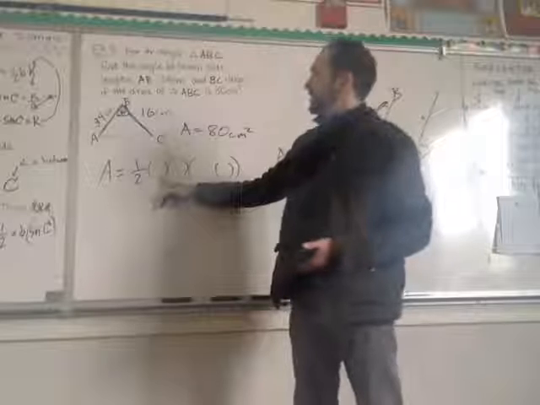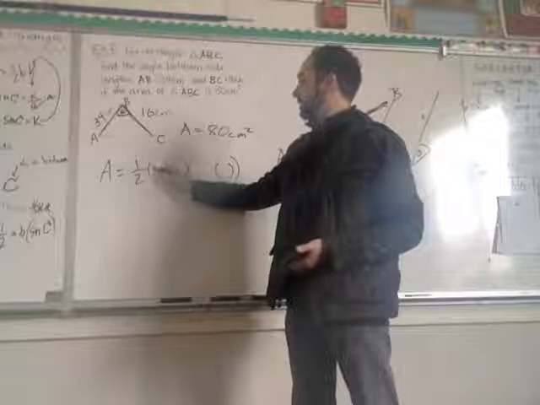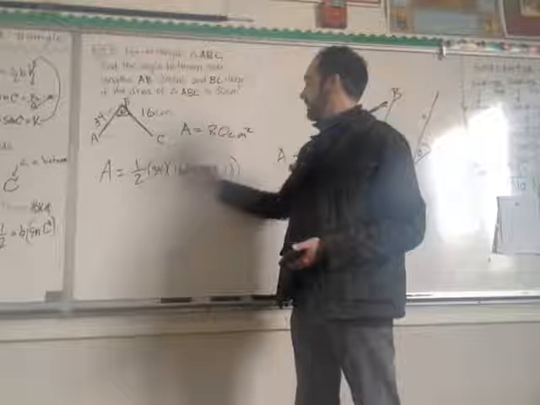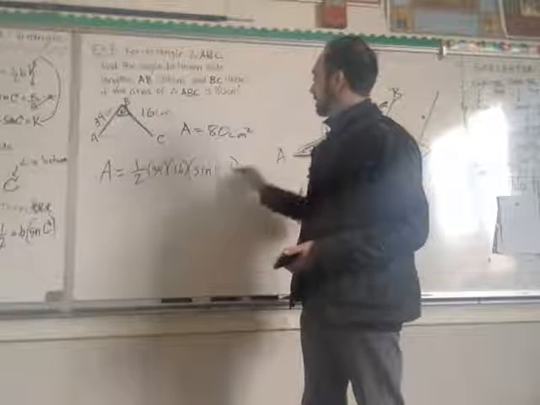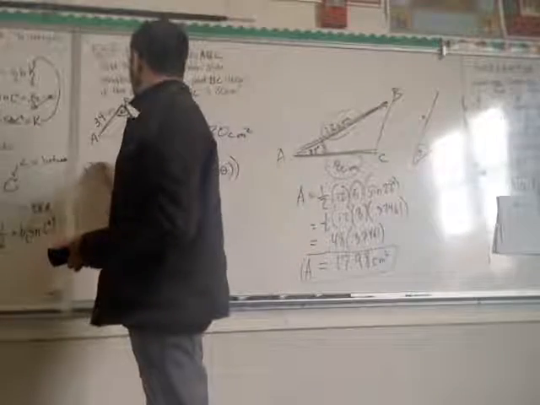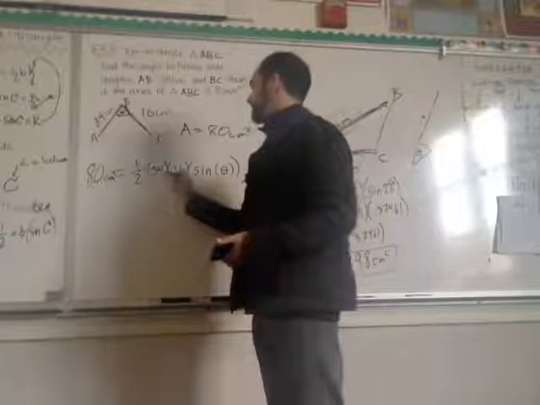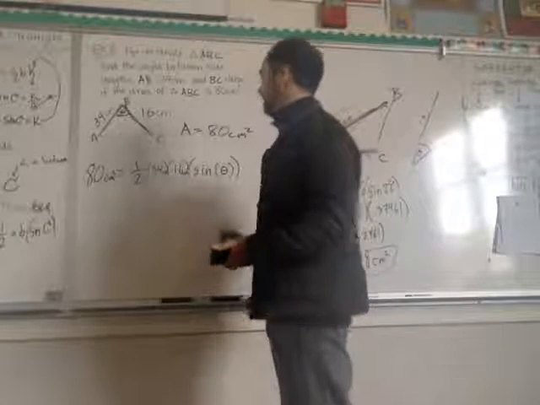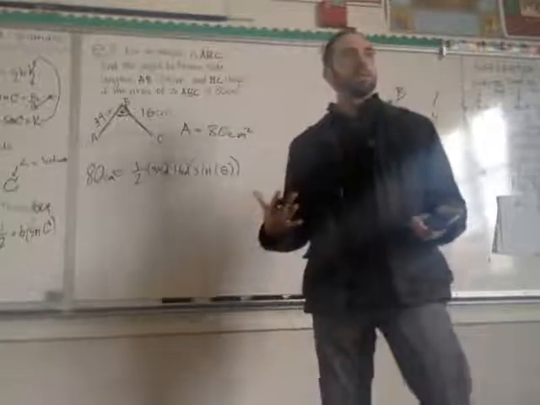Here's my A value. It doesn't matter which is which because they're multiplied together. 34. Here's our B value. Sine of, do we know it? We don't know it. That's what we're looking for. I do know the area, 80 centimeters squared. These are centimeters. The reason why it's squared is because centimeter times centimeter is that unit squared.